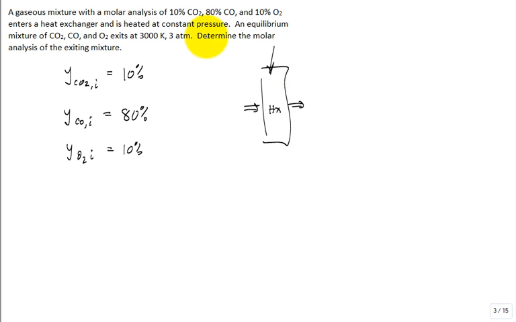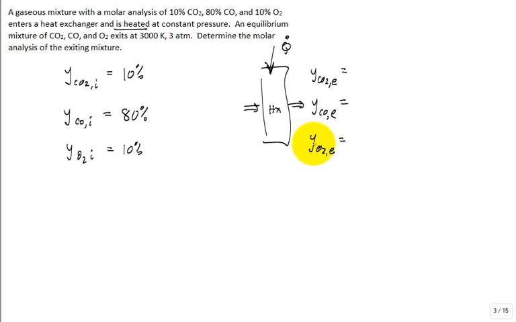Inside the heat exchanger, it is heated. So there's a Q dot into this gas mixture, heated at constant pressure. An equilibrium mixture exits, with unknown mole fractions of carbon dioxide, carbon monoxide, and oxygen, but we know it's in a state of chemical equilibrium when it exits.